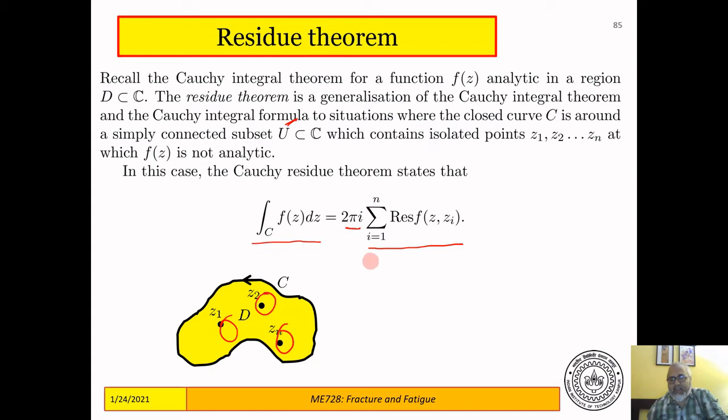Sum of the residues calculated at all these points. If there are n points of non-analyticity, n singular points, then the sum of the residues calculated at these points will give you the contour integral. So you not only can evaluate the contour integral if the function is analytic in the domain, you can even evaluate it if it has isolated points of non-analyticity or singularity inside the domain, using this residue theorem.